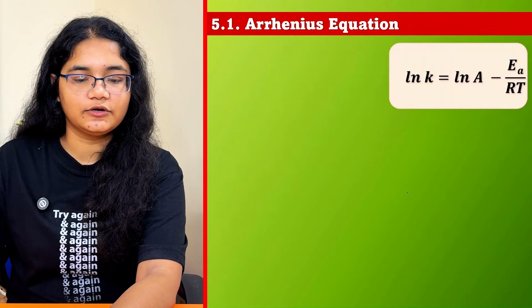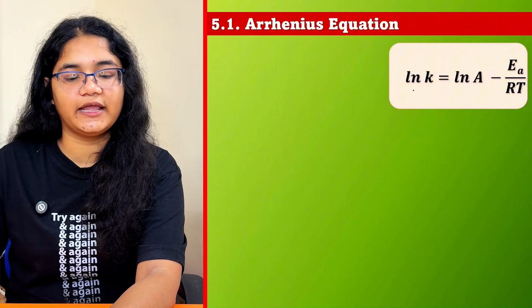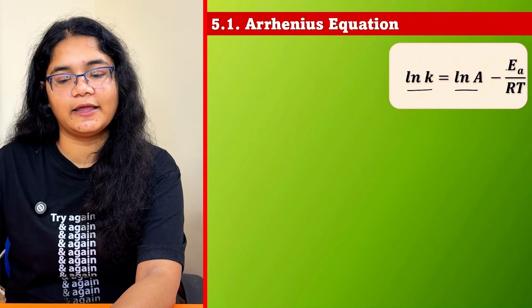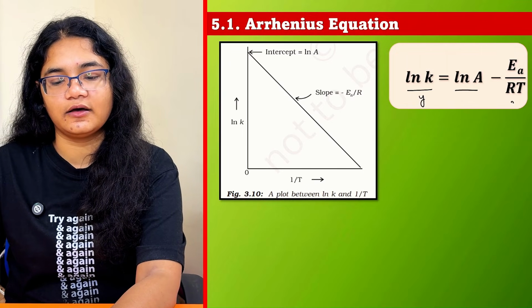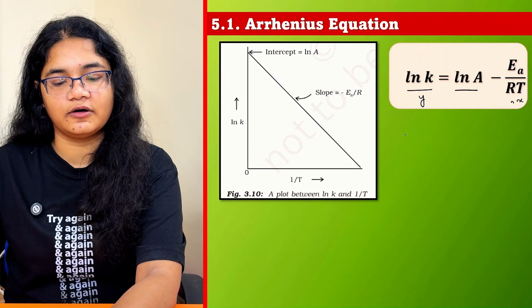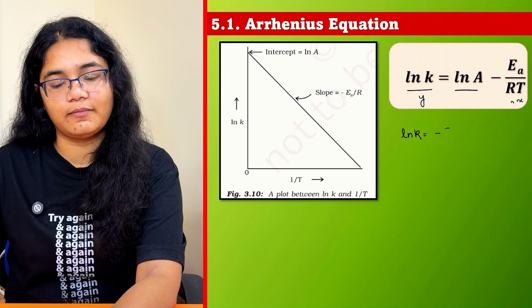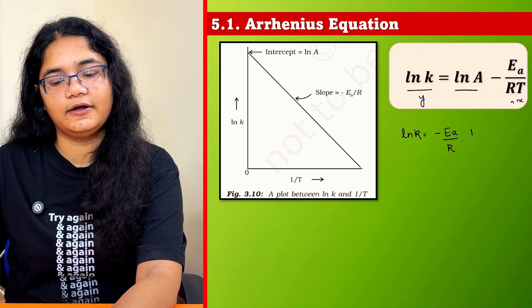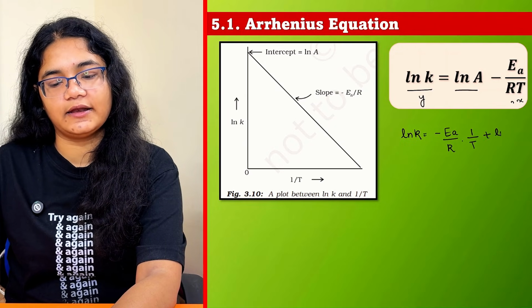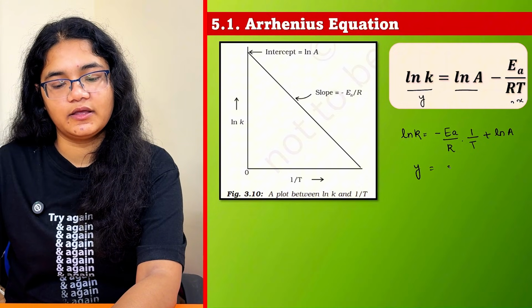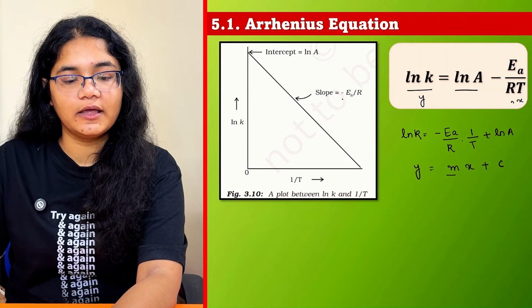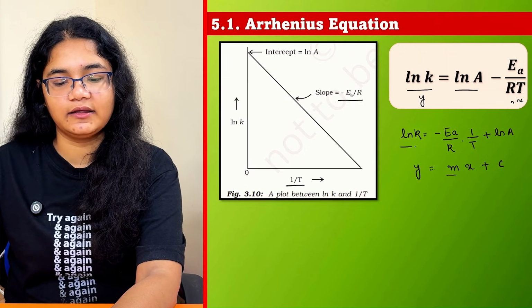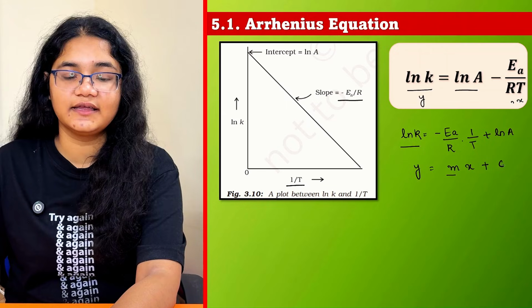Now let's talk about the graph of this equation. If you take ln on both sides, you'll get ln k is equal to ln A minus EA by RT. And here you can see this is Y and this is X. How can I write it? I have ln k is equal to minus EA by R into 1 by T plus ln of A. So you have y is equal to mx plus c. Now m is equal to minus EA by R, x is equal to 1 by T, and here I have ln k.